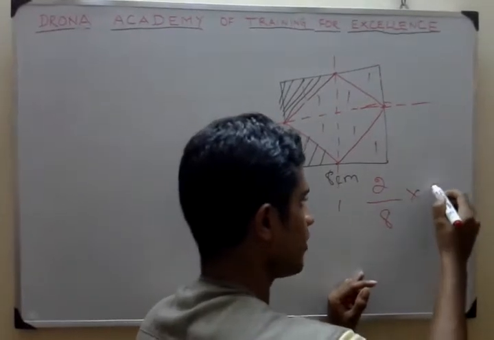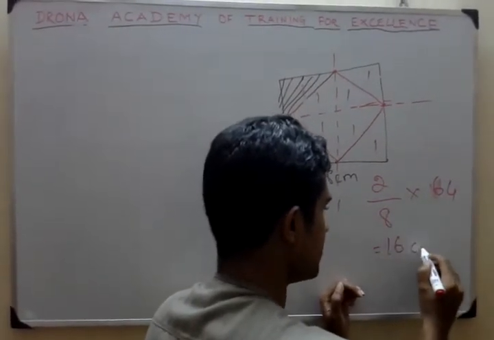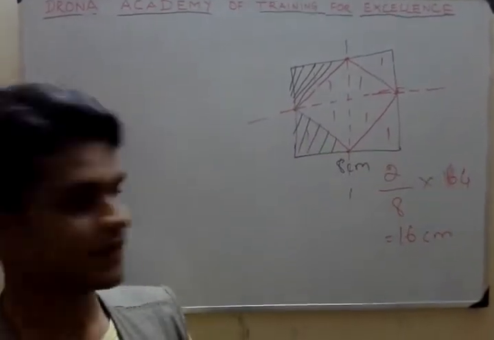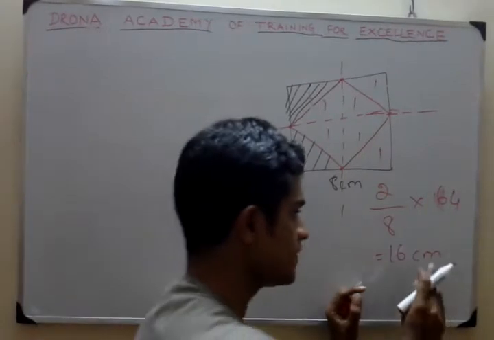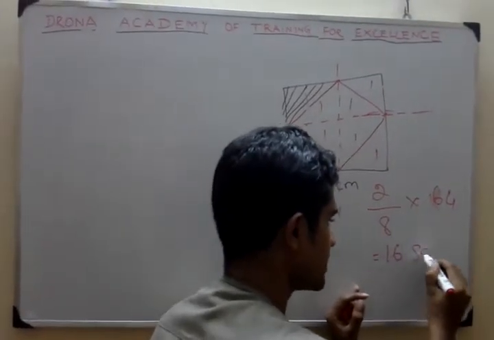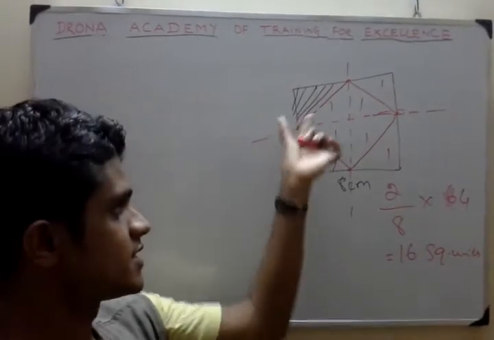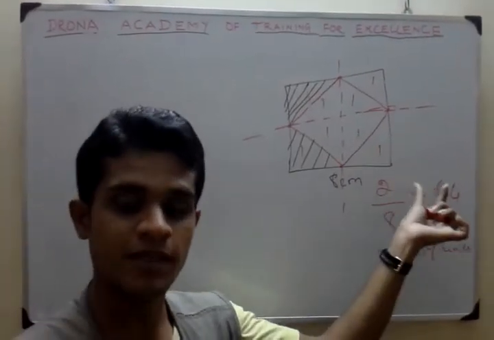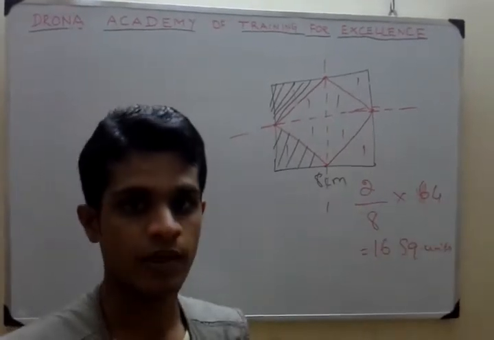So 8 squared is 64. So 2 by 8 of 64, the answer will be 16. Since we want the area, I can say 16 square units, the area of the shaded region. That's it. Very simple, just cutting the diagram and counting. But we have to be very careful in dividing the diagram into equal parts. Okay, let's take another example.